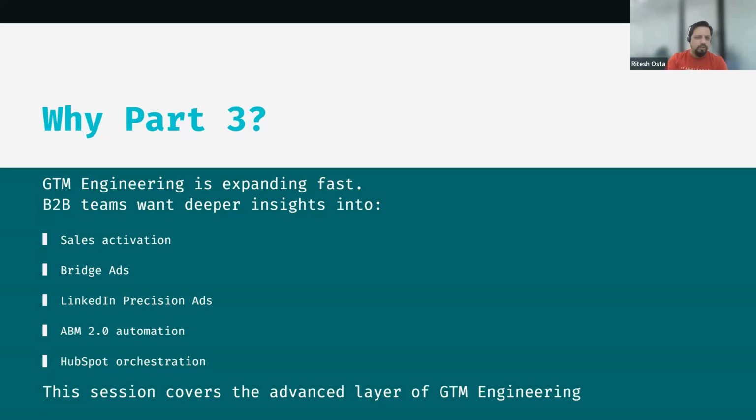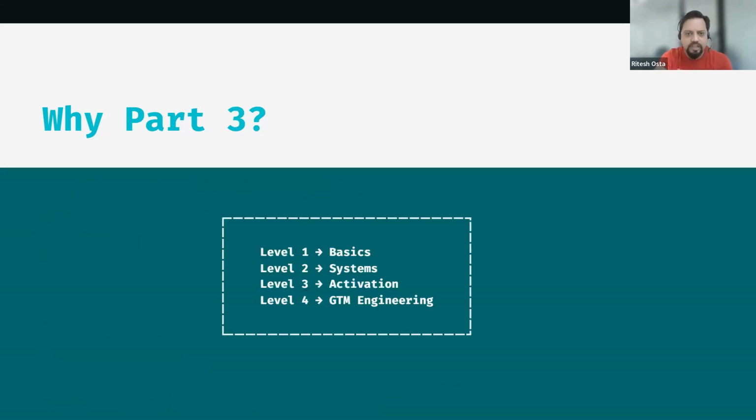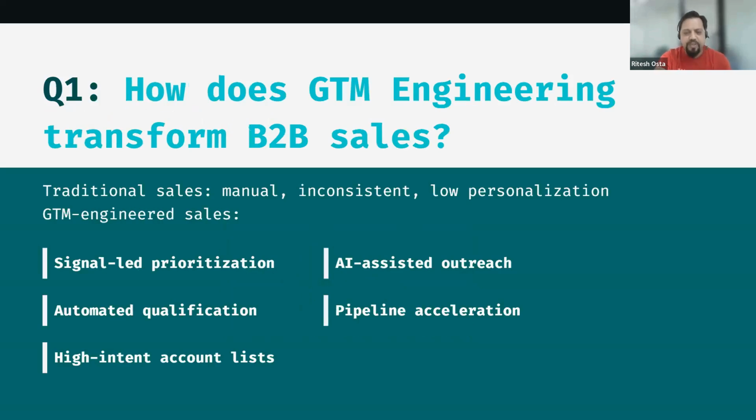And we are going to talk about this advanced layer of GTM engineering, right? So there are four levels when it comes to questions for GTM engineering: the basics, the system, the activation, and the whole GTM engineering as a whole. So we have covered basics a lot. We are covering systems. We will cover activation, and then this basically covers the whole GTM engineering as a subject, right?